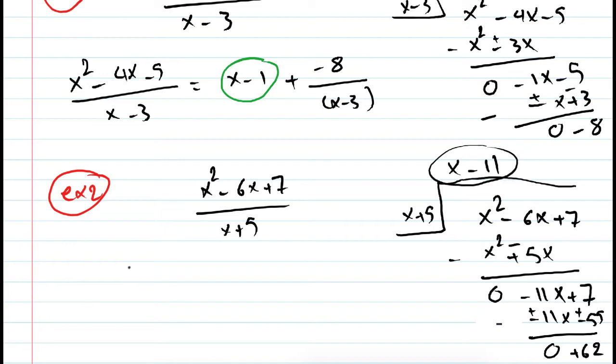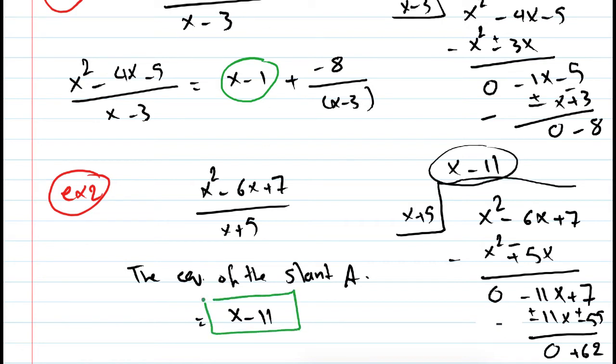So the equation of the slant asymptote equals x minus 11. Okay, so that is basically how we can find the slant asymptote of a rational function.